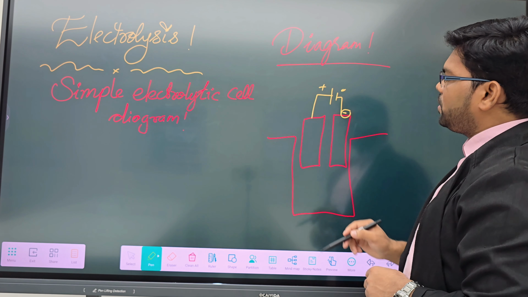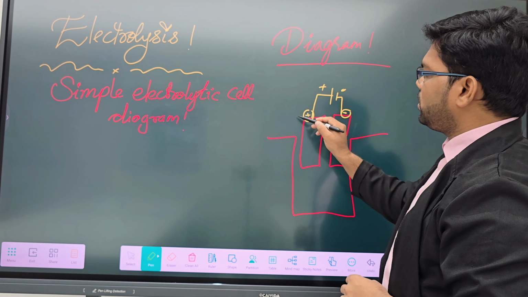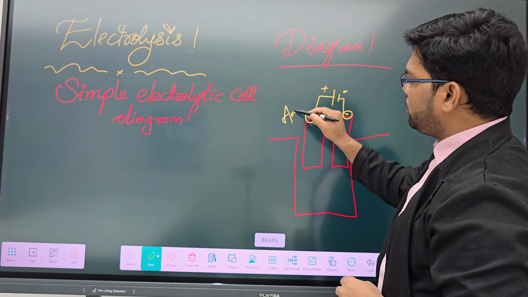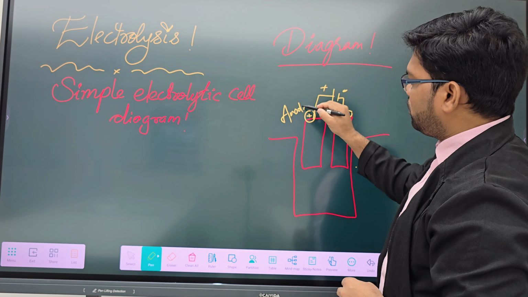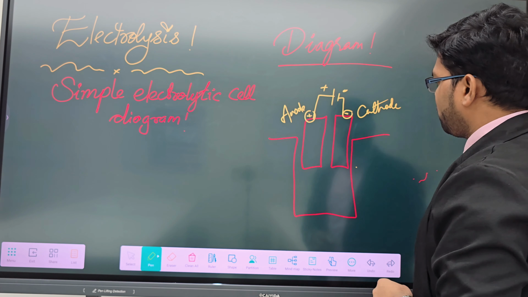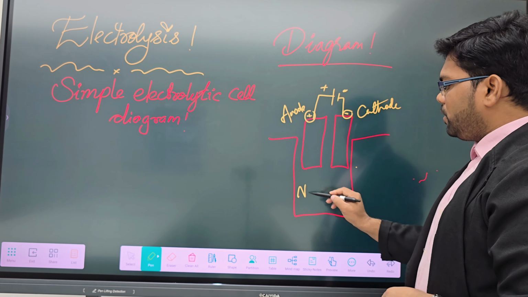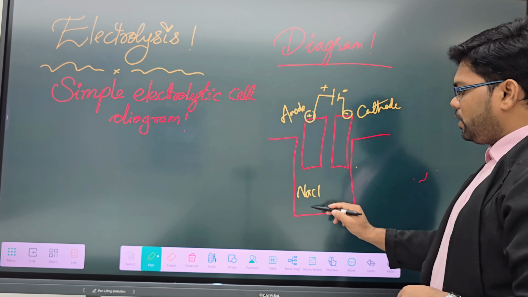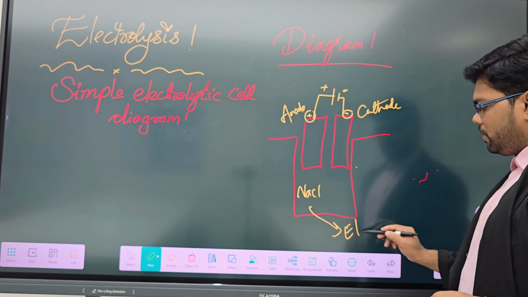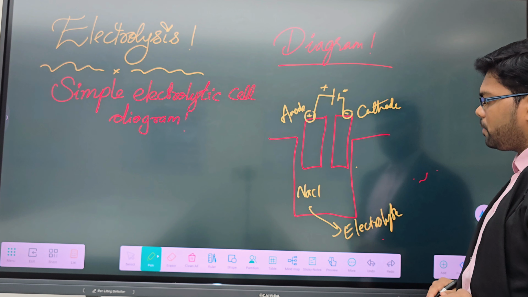And when the positive terminal of the battery is connected to the electrode, it will become positive. So the positive electrode is named the anode, and the negative electrode is named the cathode. Okay. So now, if it is molten sodium chloride, it is the electrolyte. It is known as the electrolyte.